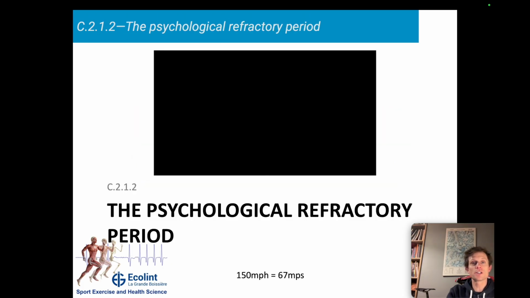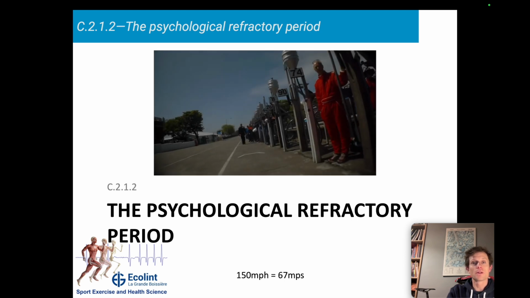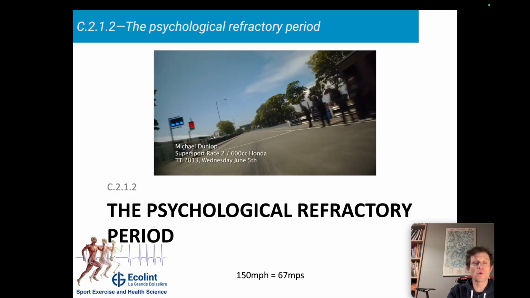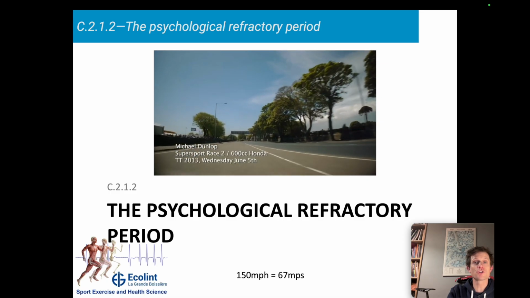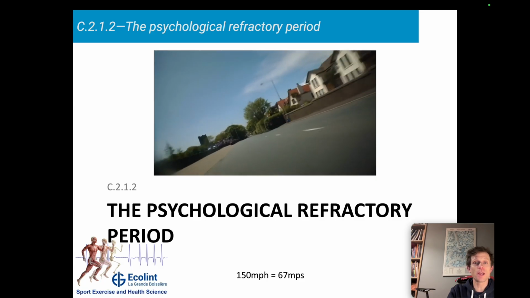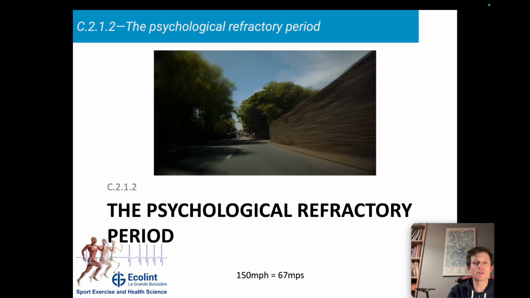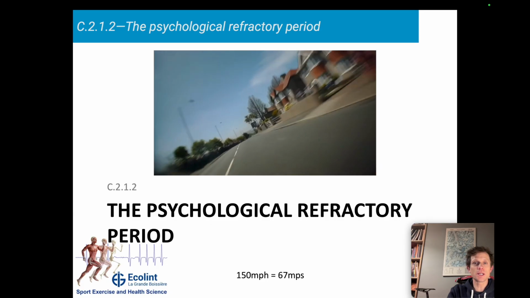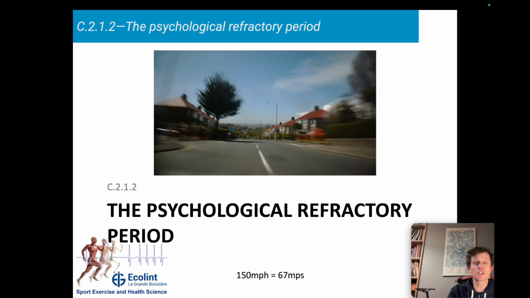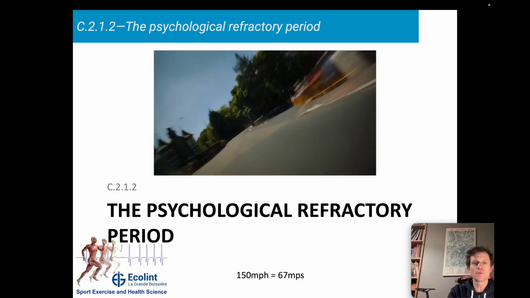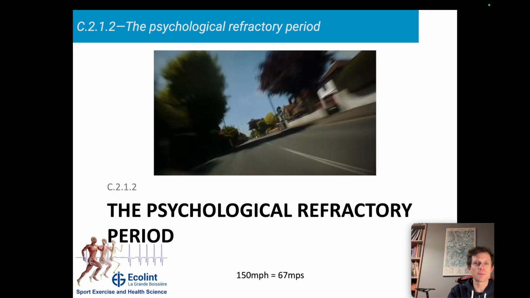To end the first part of this video, we're going to talk about the psychological refractory period. Before we do this, we need to understand a couple of bits of terminology, so what we mean by reaction time and response time. Here's a video showing an example of a motorcyclist driving around the Isle of Man TT course. We can immediately see how reaction time is going to be something that's incredibly important to be able to respond to the different stimuli which are coming very quickly at them.